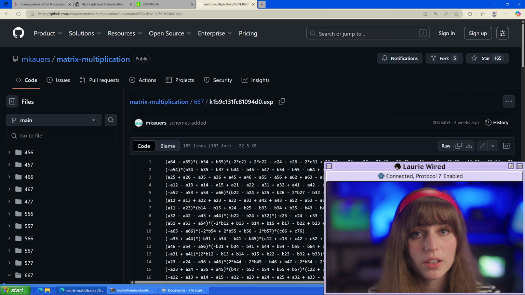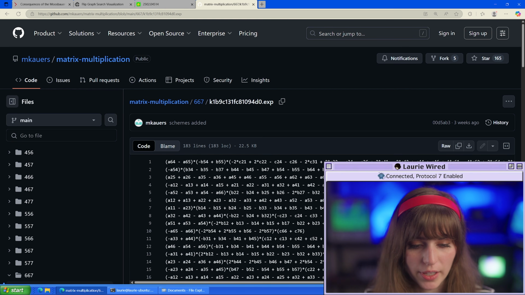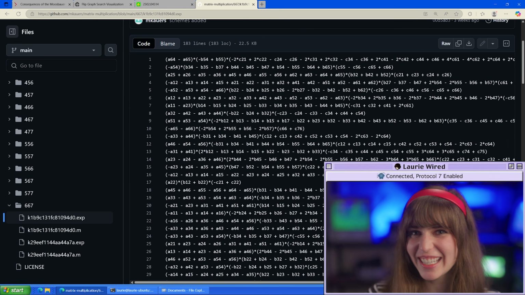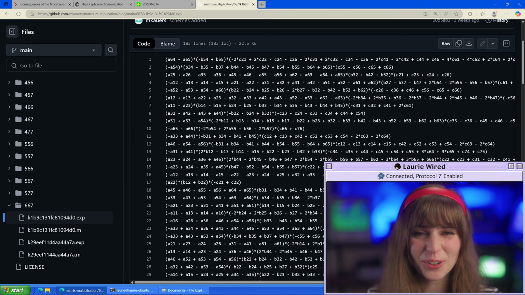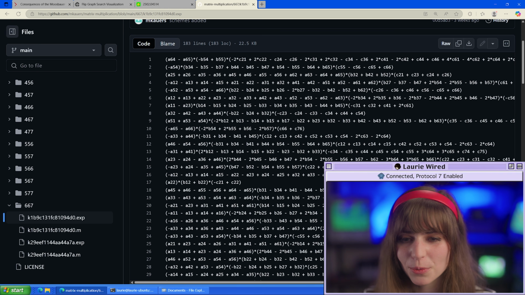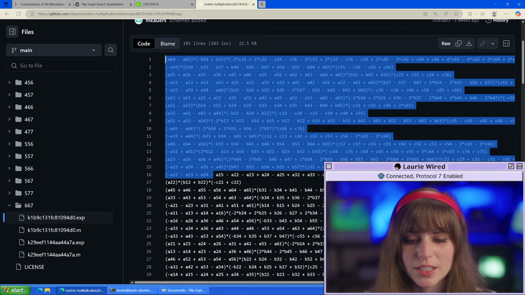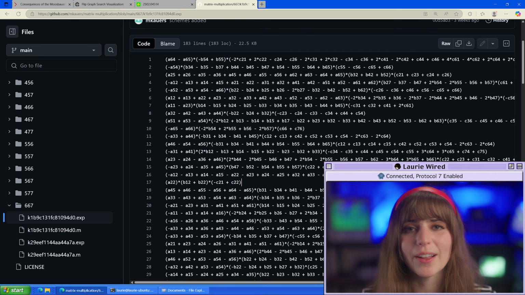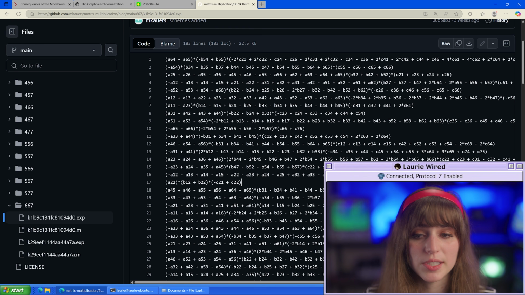I recommend taking a look at the .exp file, since this is going to be more human readable if you're trying to understand the formula. But this is actually one giant mathematical equation for multiplying these two different matrices. You can see how complicated this gets. You have to go through and apply all of these different addition, subtraction, multiplication schemes to be able to calculate the final value of the C matrix.